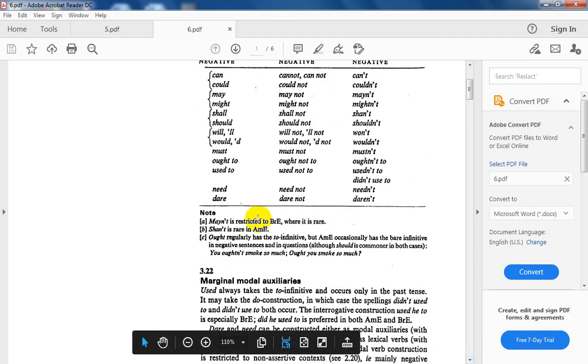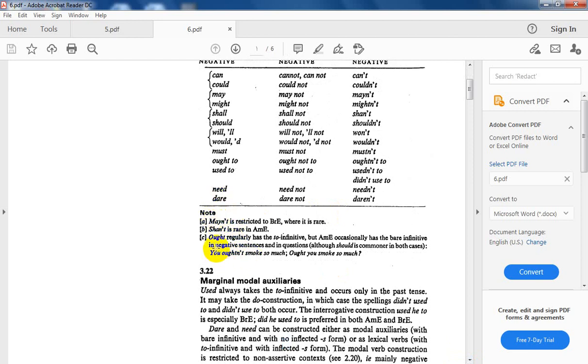Leave this note, the note here, but pay more attention to note number C. Ought regularly has the to infinitive, ought to, but American English occasionally has the bare infinitive in negative sentences and in questions. Though should is commoner in both cases. طبعا the meaning of should or ought to is what is called logical necessity.